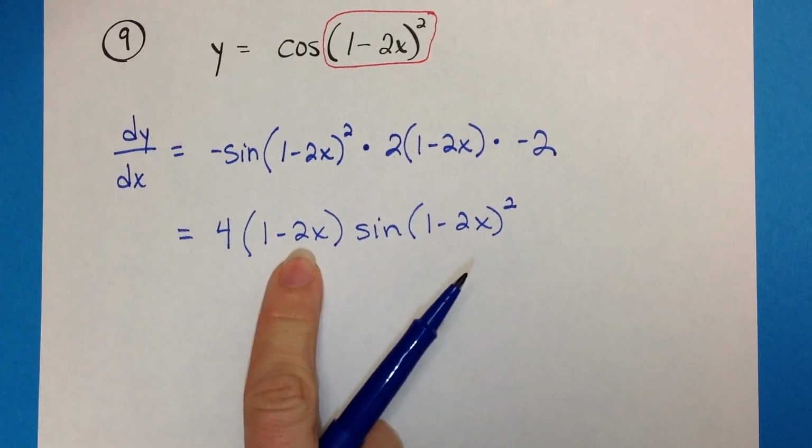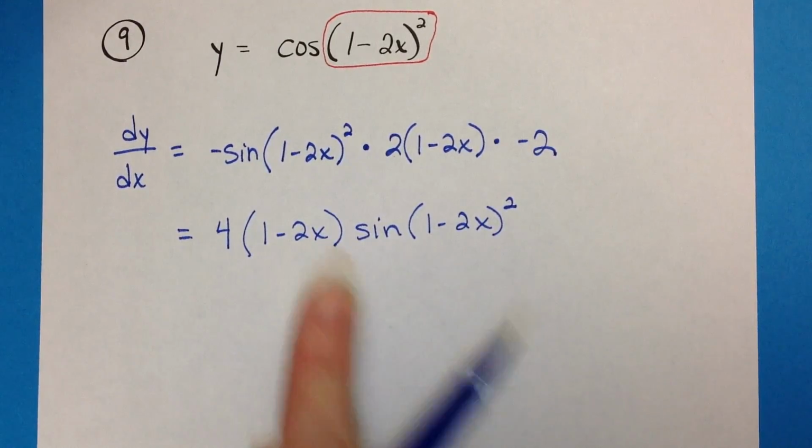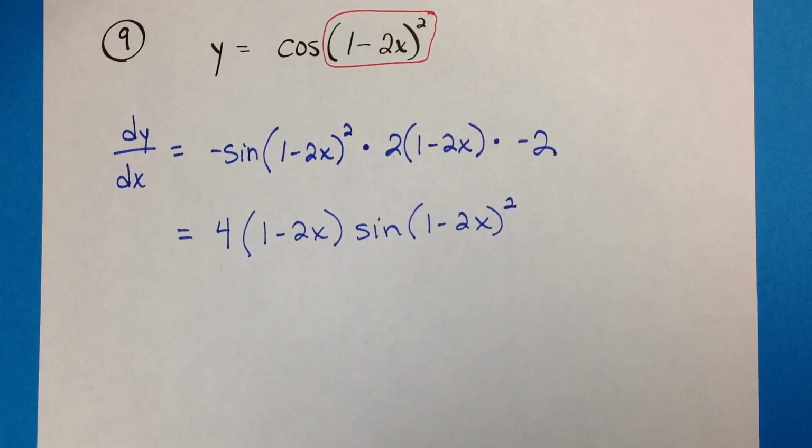Now, if you distribute the 4 through here, that's perfectly okay. Again, that's just one thing that can be done different ways.